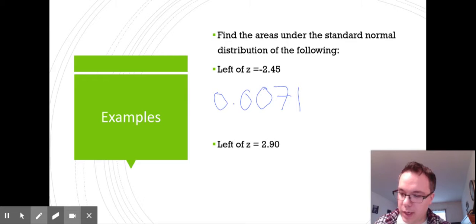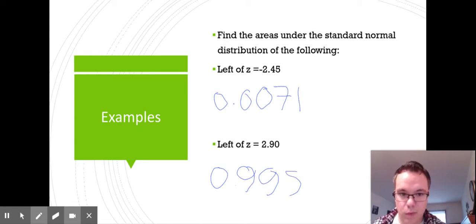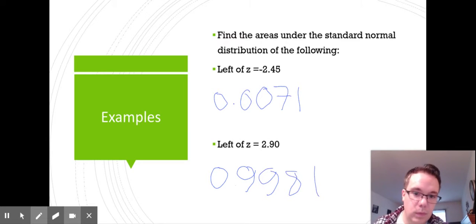and over 1 so that it's 2.90, the number that you should find there is 0.9981. All right, so hopefully you found those numbers.